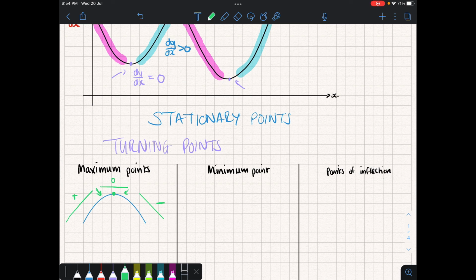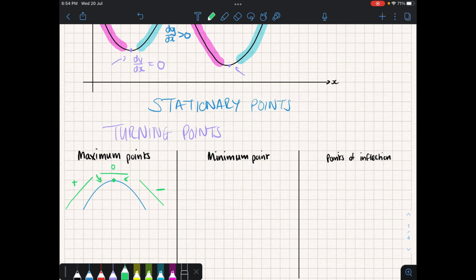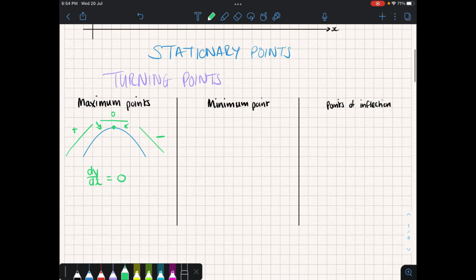Now, the maximum point itself, regardless of whether it's a maximum or a minimum, since it is a stationary point, its gradient must be equal to zero. And we can say that the gradient before the turning point is positive, at the turning point it is zero, and after the turning point it's negative. So if we could calculate the gradient slightly before the point and slightly after the point, and we found it to be positive, then zero, then negative, we would know that we had a maximum point.